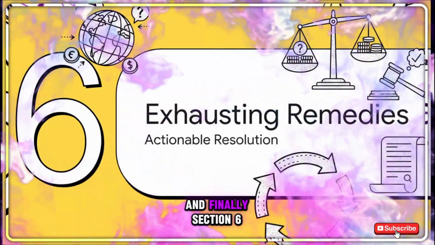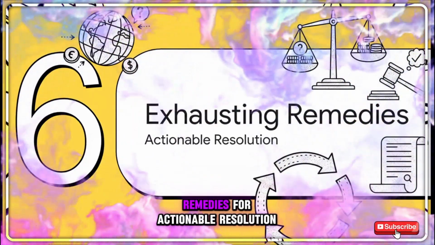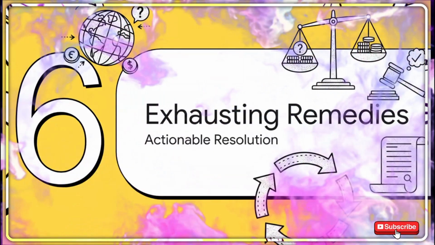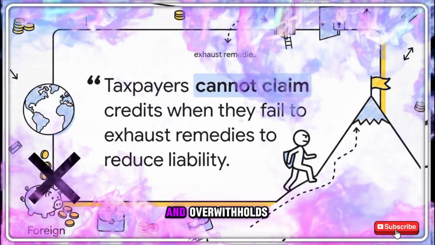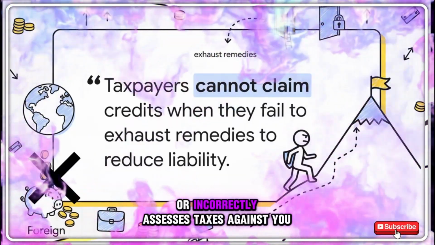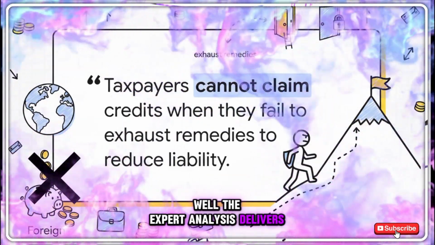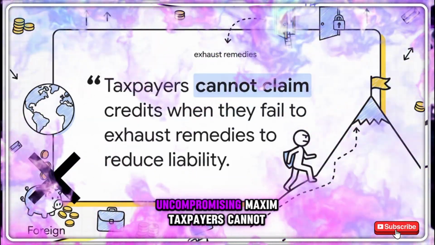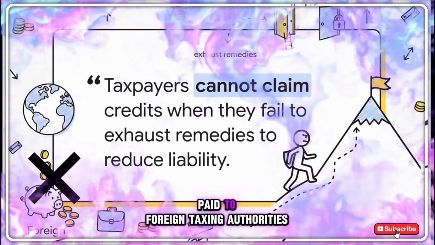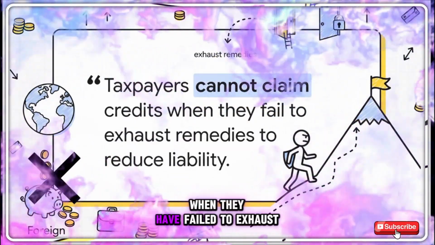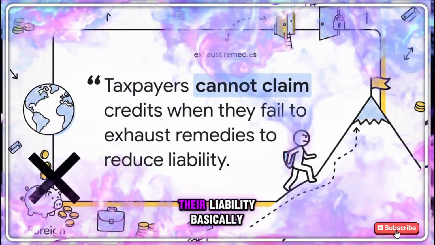And finally, Section 6, Exhausting Administrative Tax Remedies for Actionable Resolution. So, what happens when a foreign authority just messes up and overwithholds or incorrectly assesses a tax against you? Well, the expert analysis delivers this incredibly uncompromising maxim. Taxpayers cannot claim credits for amounts paid to foreign taxing authorities when they have failed to exhaust all effective and practical remedies to reduce their liability.